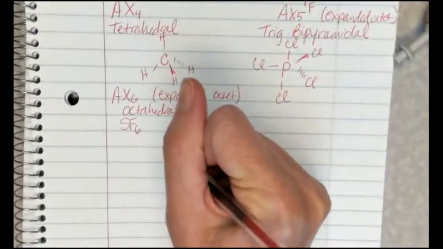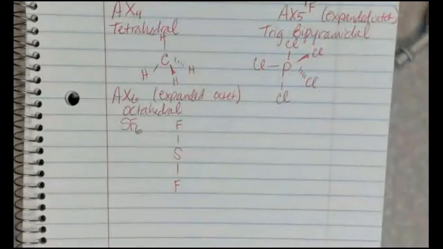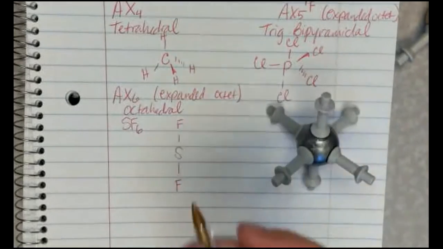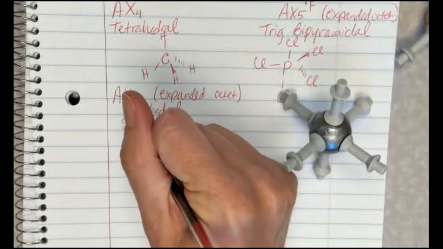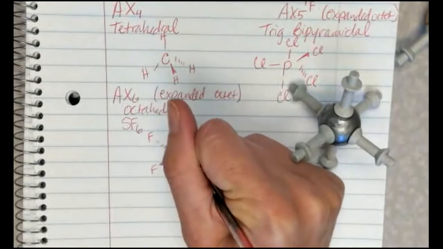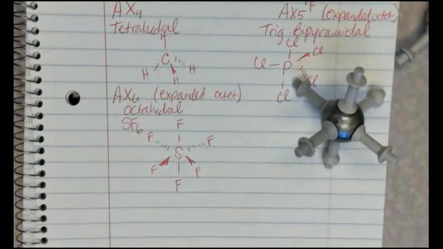So again, trying to draw this. So S and then F. That's the straight line that we were looking at up and down. And then if you think about this, you're going to have one going in the back. I'll draw it this way. One coming out in the front, and then one going out in the back. All right, so there's your octahedral shape.